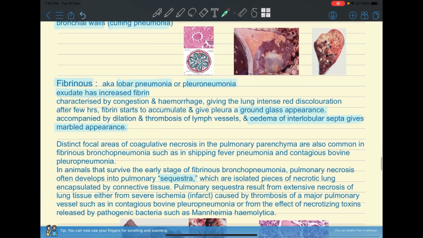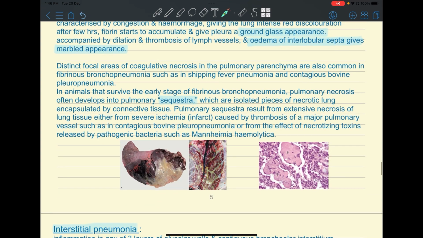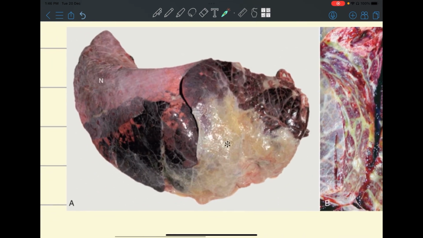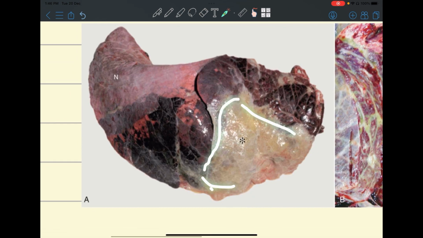Then there's fibrinous bronchopneumonia. It is also called lobar pneumonia or pleuropneumonia. The exudate has increased fibrin. It is characterized by congestion and hemorrhage, giving the lung intense red discoloration. After some time, there will be accumulation of fibrin, which will give the pleura a ground glass-like appearance. This is the ground glass-like appearance of the pleura. This is accumulation of fibrin.